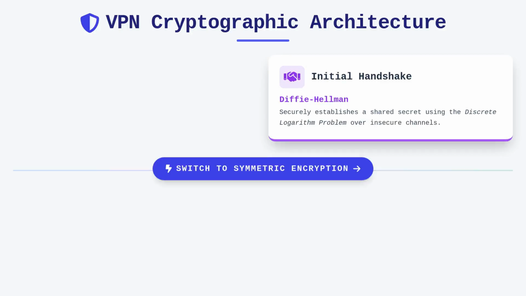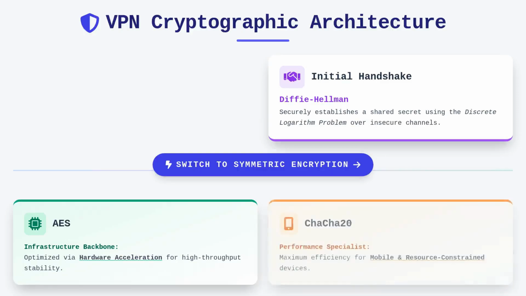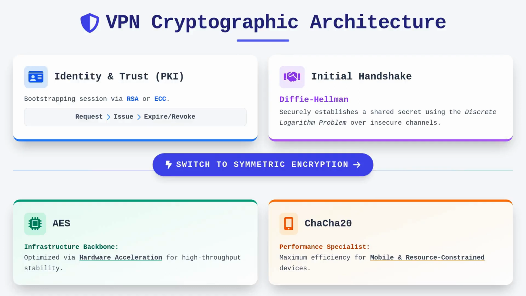Once this secret is established, symmetric encryption algorithms like AES or the more performance-oriented ChaCha20 take over to handle bulk data transmission. While AES remains the backbone of secure infrastructure due to its widespread hardware acceleration, ChaCha20 offers excellent advantages in efficiency for mobile and resource-constrained devices. Simultaneously, asymmetric algorithms such as RSA or more modern substitutes like elliptic curve cryptography are used to verify identities and bootstrap the session. This intricate dance of algorithms requires a well-maintained public key infrastructure to manage identity and trust.